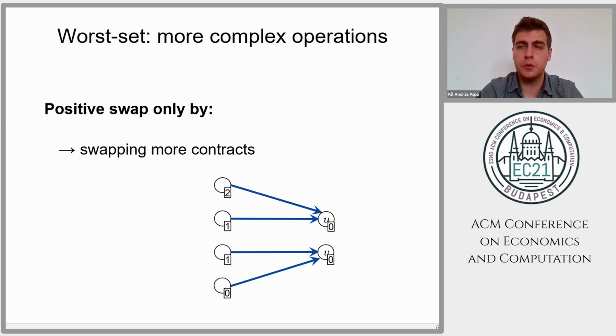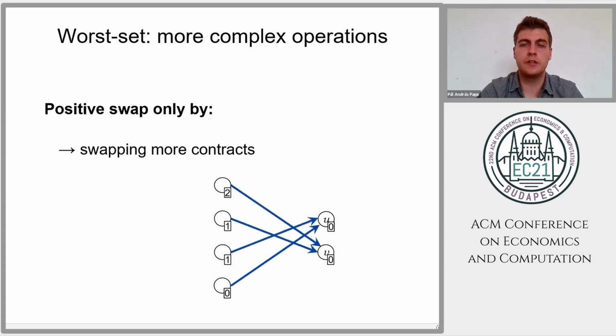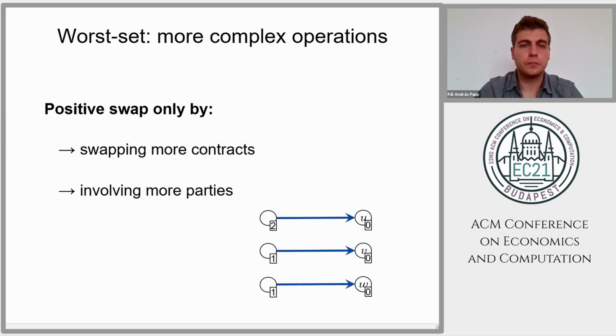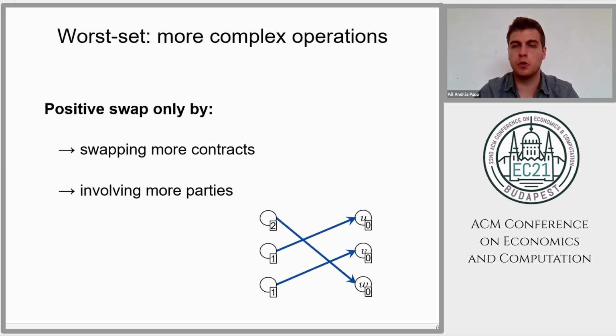But instead, if U and V decided to swap multiple contracts together in one transaction, then that creates a better situation. So there's no positive swap, but there is a positive swapping of multiple contracts. And also, one can do this with multiple nodes, where no two nodes can swap a pair of contracts, but instead, if they shift the contracts around, then we get a better situation.